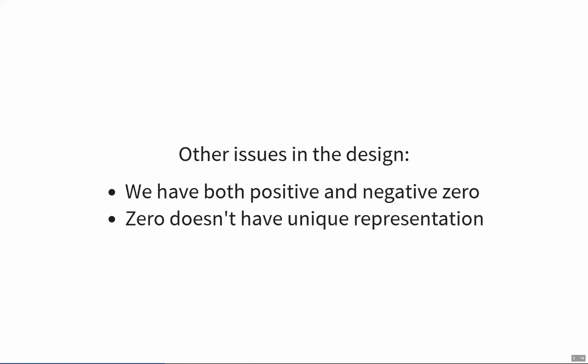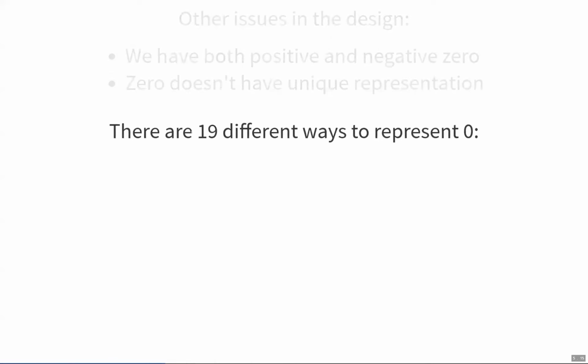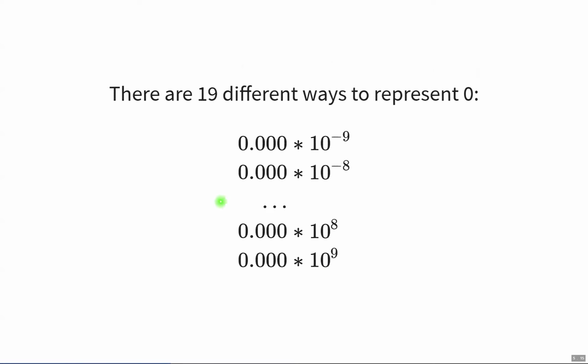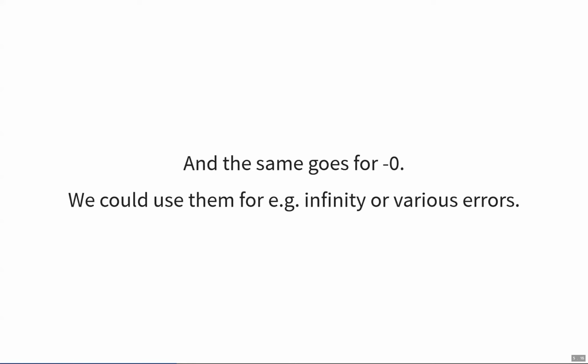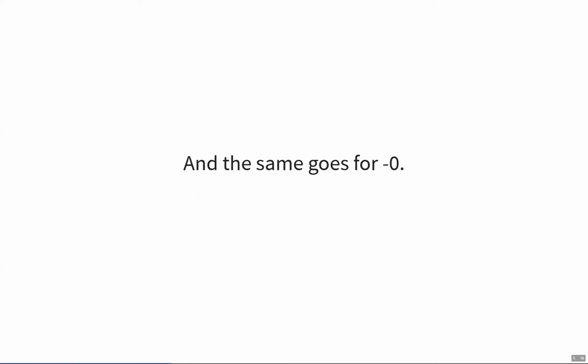And we also don't have a unique representation for 0. We have a lot of zeros, actually, right? We have 19 different ways to represent positive 0. And since we also have negative 0, we just double that. So we have 38 ways to have 0.